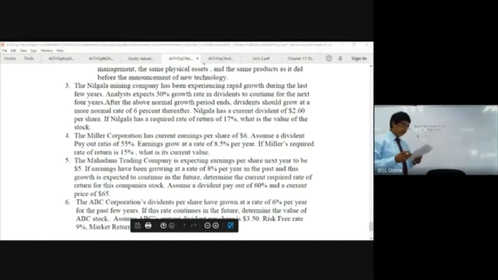Then what else did they have given? If earnings have been growing at a rate of 8% per year, so that is g is equal to 8%. Determine the current required rate of return for this company stock. So that is k. When k is not given, you will need to put a question mark. So that is what we have to find.